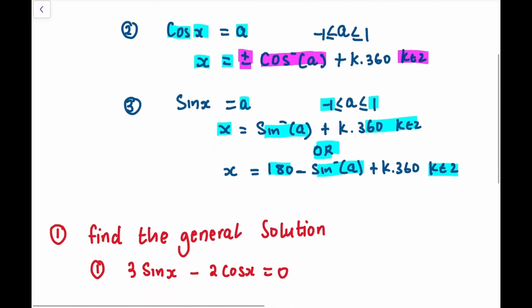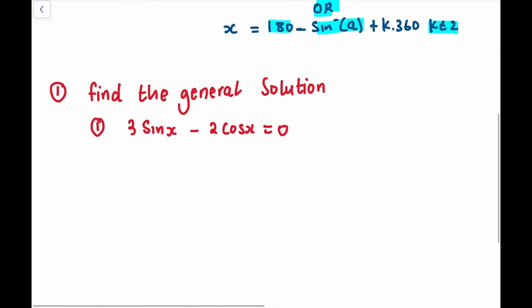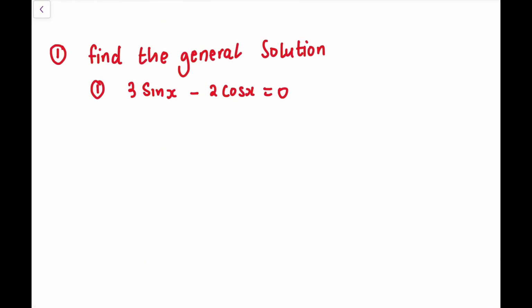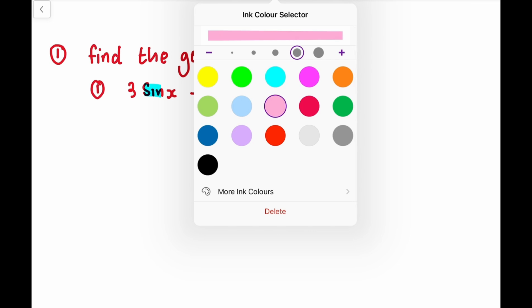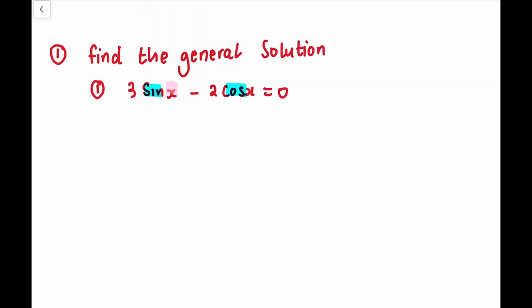Okay, let me start with number one here. So number one, find the general solution. We are given 3 sine x minus 2 cos x is equal to 0. So with this one, you can see that we have sine and cos. Now if you have sine and cos, as long as these two angles match, you can always take this to tan. How do I take this to tangent?